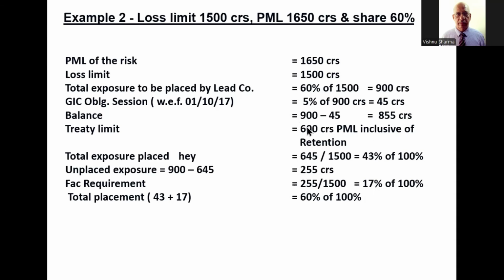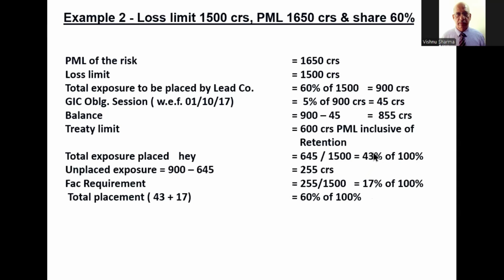Of course, I have forgotten to take this 45 crores exposure. No, this I have already taken into consideration. So 900 less 45, it is 855. Out of 855, 645 of the PML is the amount which goes to reinsurers. 45 crores is the retention, 600 is the treaty limit, 645. So 645 is 43% and remaining is 17%.